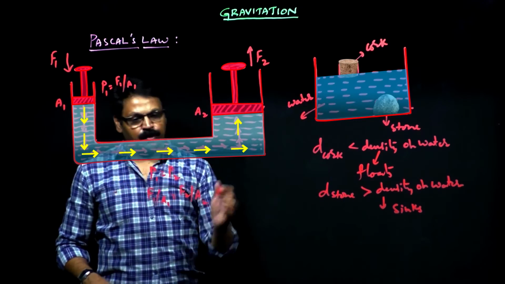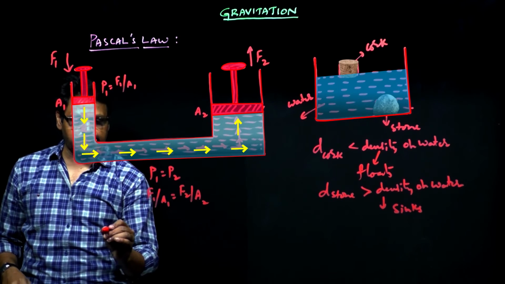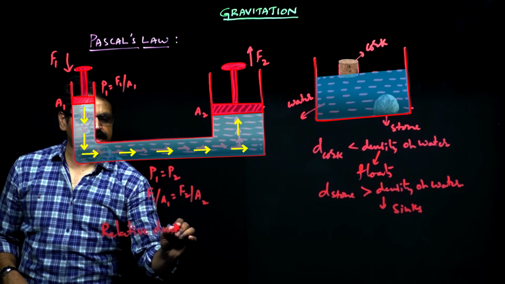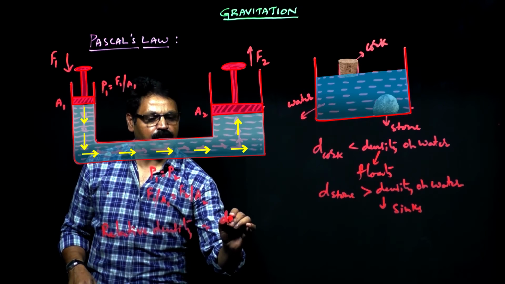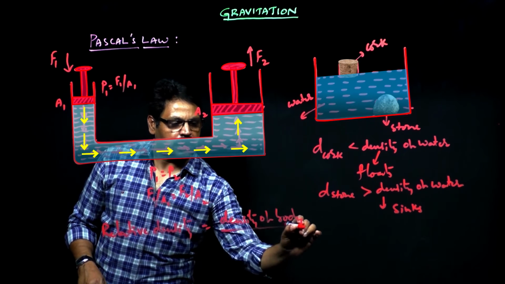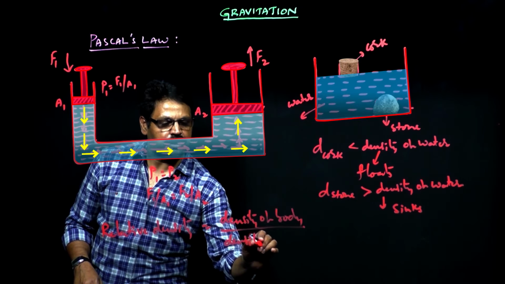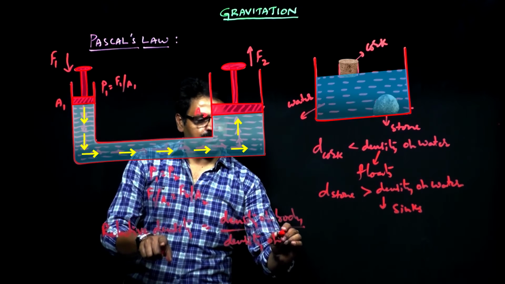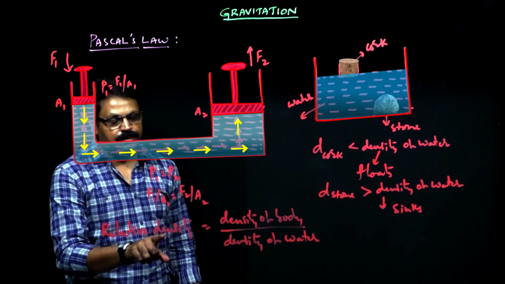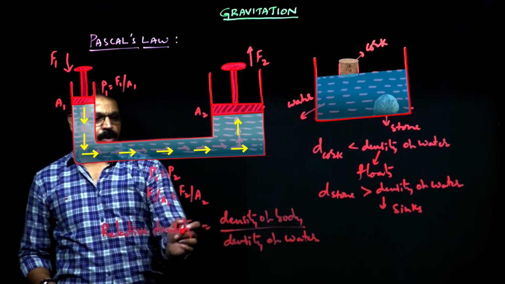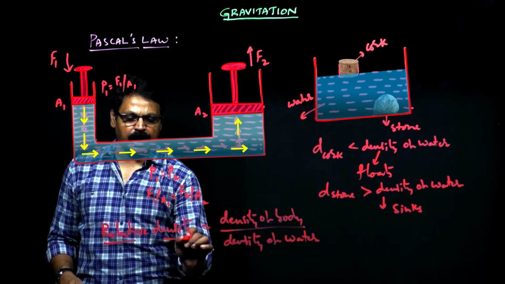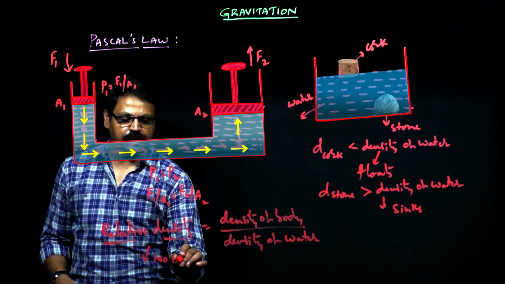And one more definition you need to know in this particular chapter is relative density. Relative density is nothing but the ratio of the density of a body divided by the density of water. So you can define relative density as the ratio of the density of the body to the density of water, and it has no units, because it's nothing but a ratio. Ratios generally do not have any units. Therefore, relative density has no units.